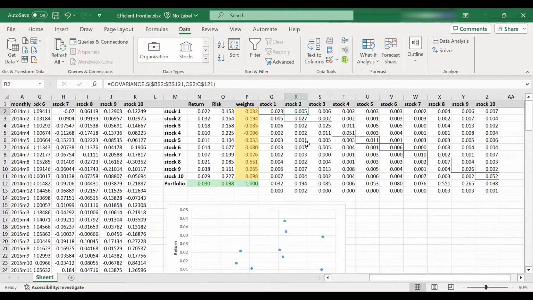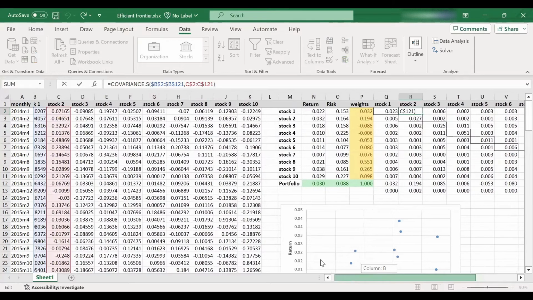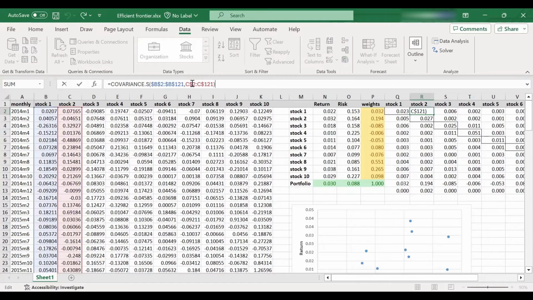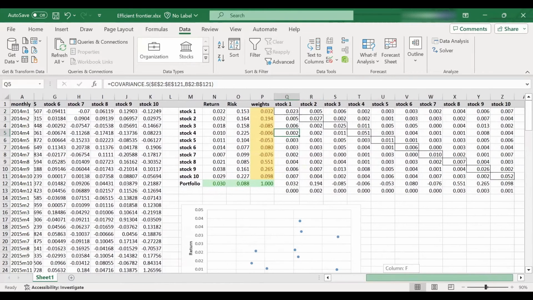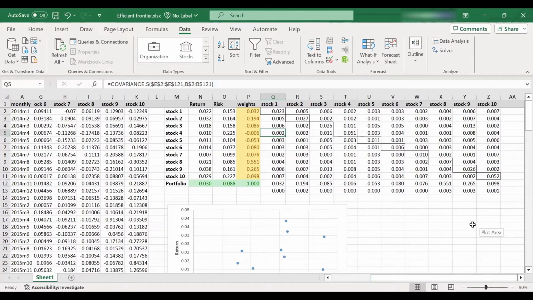For example, this is the covariance between stock 1 and stock 2. So how do I compute that? I use the covariance function. I choose stock 1 as my first stock and stock 2 as my second stock, and that gives me the covariance figure. And in fact, this will be identical to covariance between stock 2 and 1. So it doesn't matter which stock you put in first, the figures will be identical. So you can see that this is the same as this, and so on, okay? So this is my variance-covariance matrix. Now, I've got all the statistics I need to begin with computing the efficient frontier.